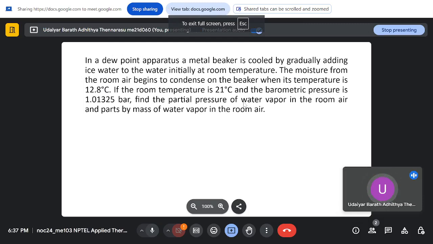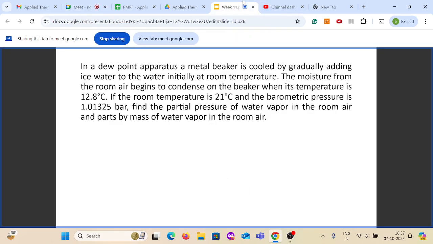Question: in a dew point apparatus, a metal beaker is cooled by gradually adding ice water to the water initially at room temperature. So the moisture from the room air begins to condense on the beaker and its temperature is 12.8 degrees Celsius. If the room temperature is 21 degrees Celsius and the barometric pressure is 1.01325 bar, find the partial pressure of water vapor in the room air and parts by mass of water vapor in the room air. So we need to find out partial vapor pressure and specific humidity.